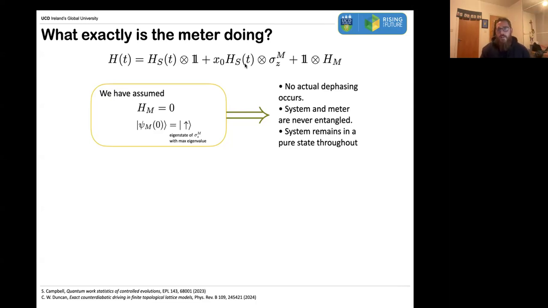The best possible choice for the initial state of the meter is the eigenstate of this interaction term with maximal eigenvalue. That has a surprising consequence, at least I found it surprising, on what this interaction term actually does physically. While the interaction itself appears to be a dephasing type interaction, with this initial state no actual dephasing occurs. In fact, the system and the meter are completely uncoupled for the entire dynamics. What it actually does is induce a rigid energy rescaling to the problem.